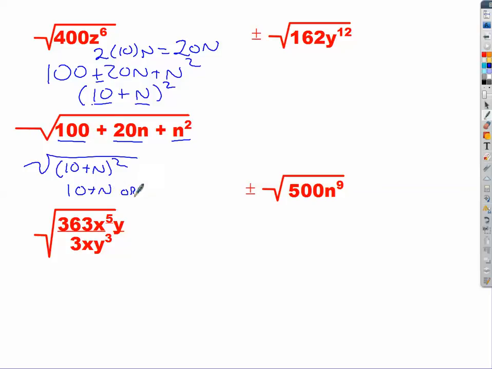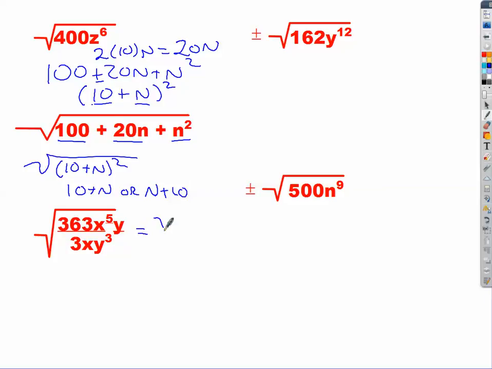Incidentally, could I have written it like this, n plus 10? Yeah. And that's all you got to do for this one. It's really not too scary. This last problem, we'll have to go back to what you remember with square roots.